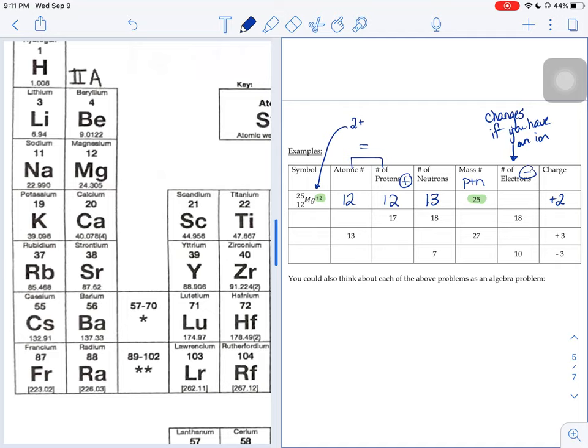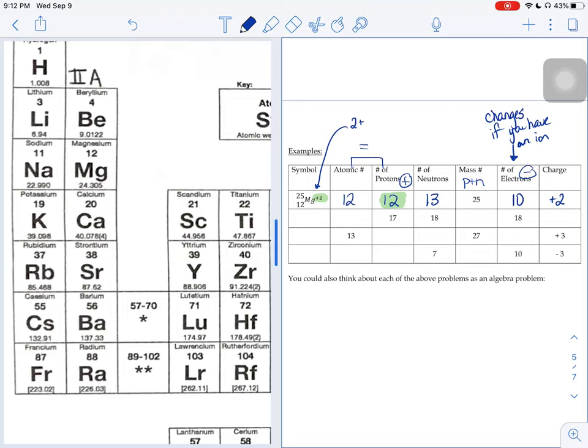So here's the way I like to think of it. Pretend like you have a basketball game going on between the proton team and the electron team. And the charge tells you who's winning and by how much. So the proton team has 12 points. And the charge plus 2 tells us that those positive protons are winning by 2 points. That means that the electron team must only have 10 points if the protons are winning by 2.